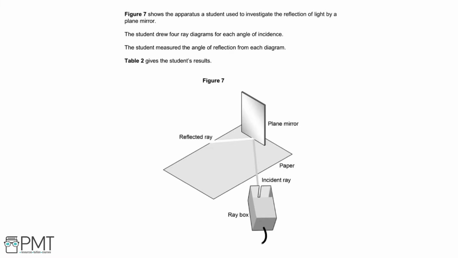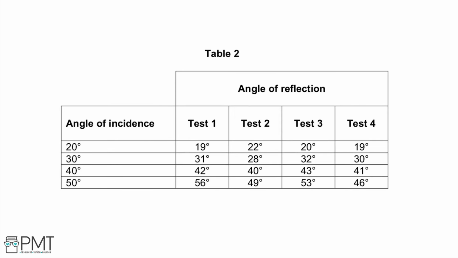Figure 7 shows the apparatus a student used to investigate the reflection of light by a plane mirror. The student drew 4 ray diagrams for each angle of incidence. The student measured the angle of reflection from each diagram. Table 2 gives the student's results. So figure 7 is on your screen now, and table 2 is on screen now.